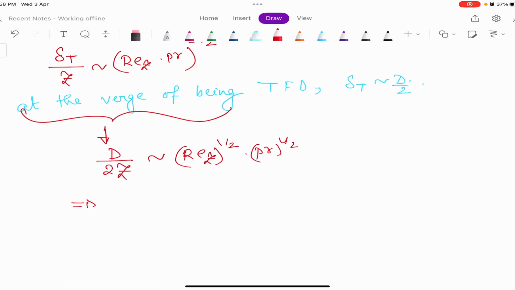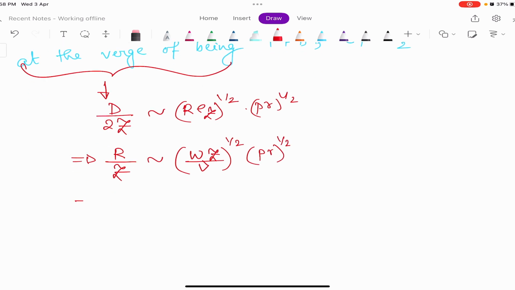Now you see that, and this d by 2 I can write as R. So R by Z is this, and if I break down RE on the basis of Z, that will be U, or not U, W, because this is the Z component of the velocity, W into Z by nu whole to the power half, PR whole to the power half, right.